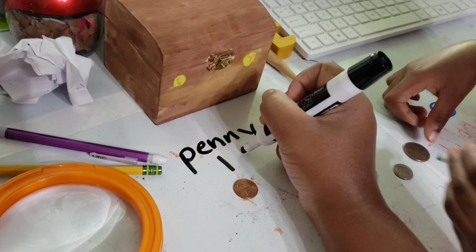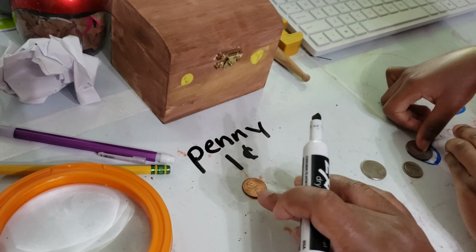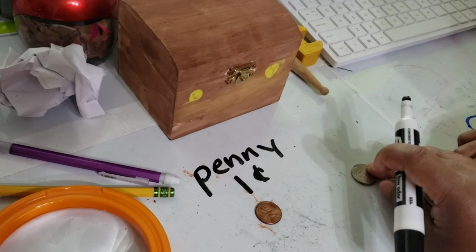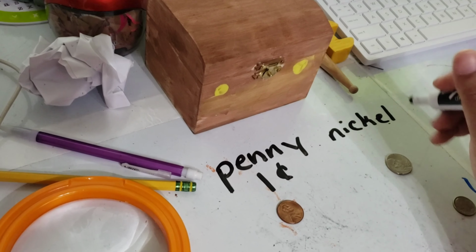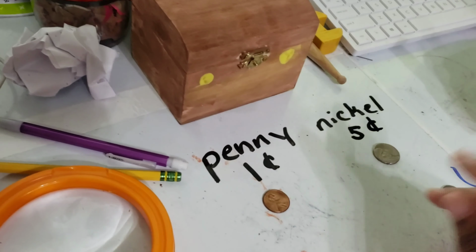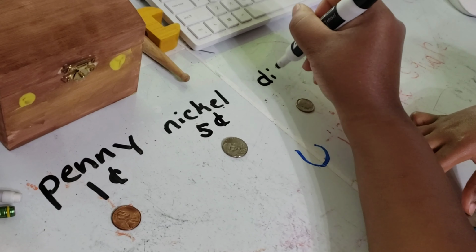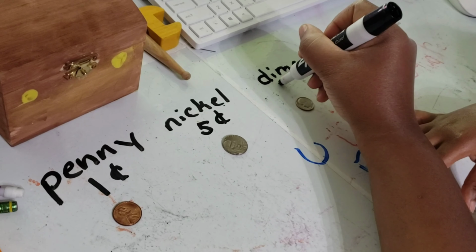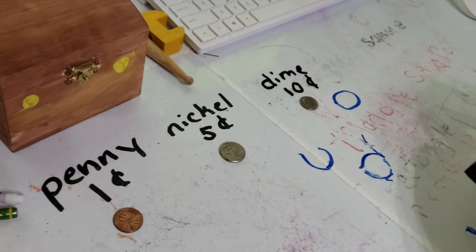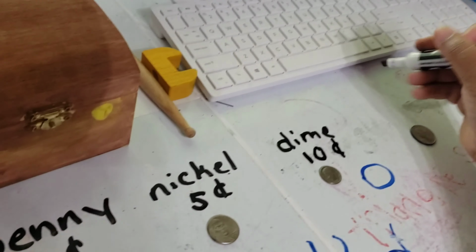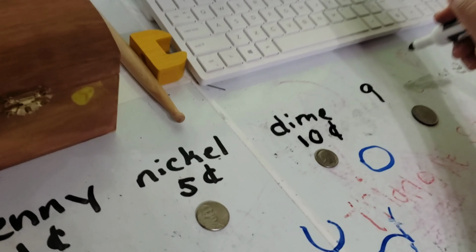Let's put the penny right here and let's write P-E-N-N-Y. A penny is 1 cent. And that's what the cent sign looks like. It looks like a C with a line through it. Then you have the nickel, N-I-C-K-E-L, and the nickel is 5 cents, right? Then you have the dime, D-I-M-E, and the dime is 10 cents. And then finally you have the quarter, Q-U-A-R-T-E-R. And the quarter is 25 cents.